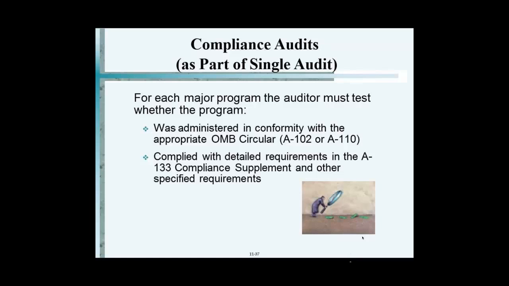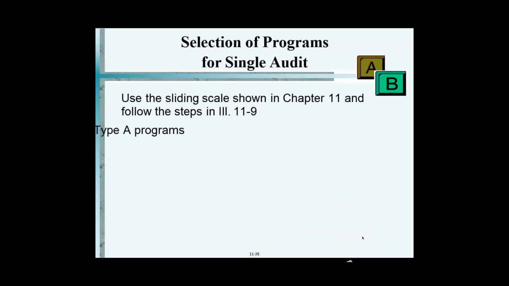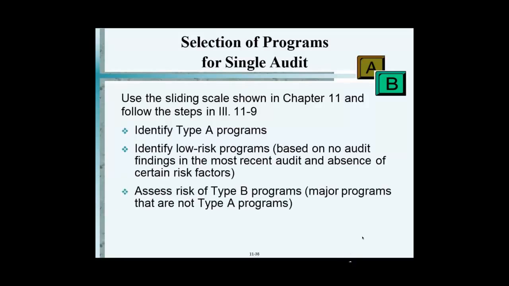So basically what we do is we take all the federal grants which we have and divide them into two piles, Type A programs and Type B programs. You want to pick Type A programs which have the highest risk. And the way the book goes about telling you is to identify the low risk, because if you identify the low risk, then you'll know which ones are the high risk.